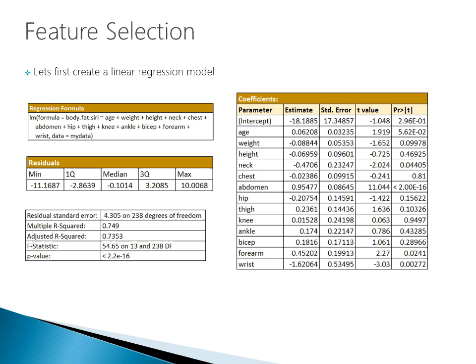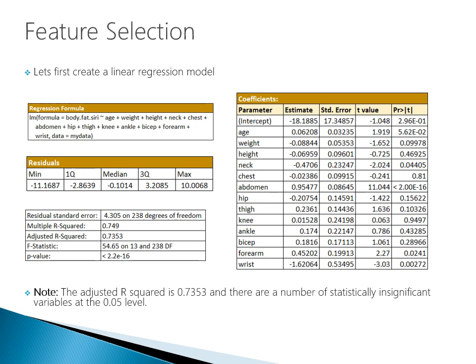In R, I specify my lm formula as follows. We can see our regression formula, and I get the output from R, where I get my parameter estimates, statistical significance, standard errors, and some performance metrics like my R squared and my adjusted R squared. One thing to note: the adjusted R squared is 0.7353, and there are a number of statistically insignificant variables at the 0.05 level. This gives me a baseline of how well our linear regression model performs.